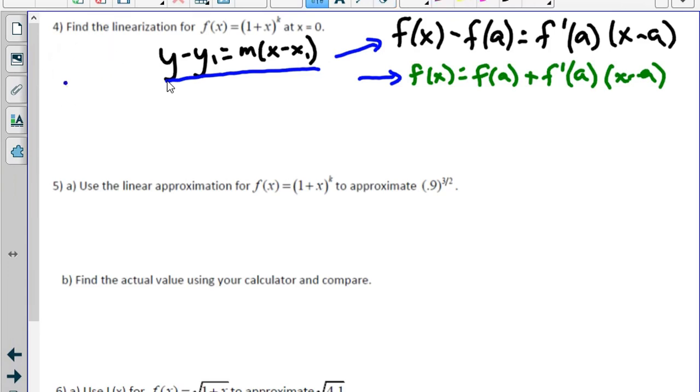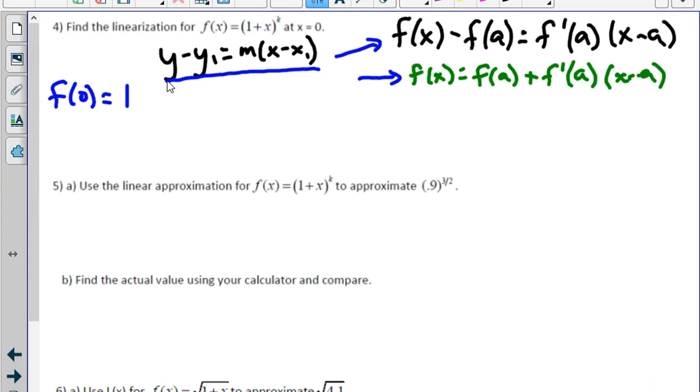So at f of 0, we get 1, because it doesn't really matter what k is in this problem. If you put 0 in, you get 1 to the k, which is 1. Also, in this problem, k represents a variable of some sort. So what we're trying to figure out is what happens in general when we have this exponent in this 1 plus x situation.